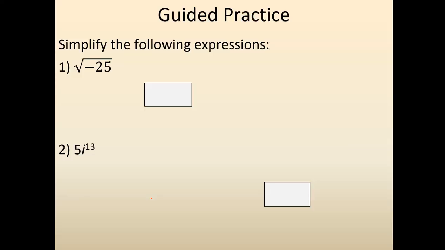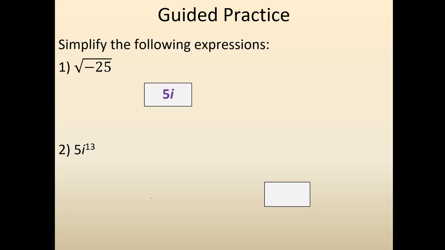So here's the next set. Pause the video, work it yourself, and we'll go over it in a second. All right. So with number 1, again, pretty straightforward. 25 is a perfect square. Square root of 25 is 5. The negative gets me an i, so I get 5i.